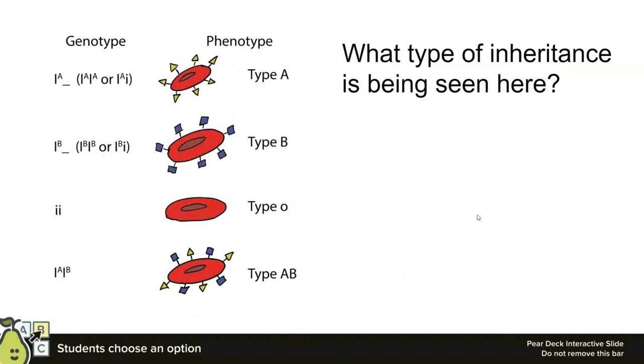So let's look at this genotype here. I'm going to turn on my pen here. Let me just do a quick cross. So I'm going to do a quick Punnett square.